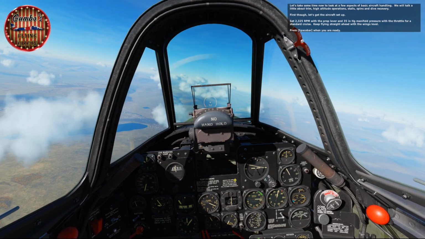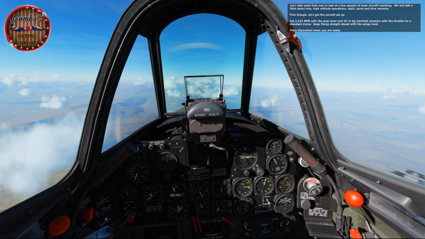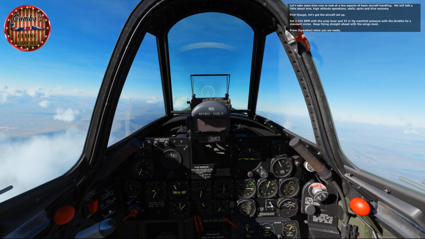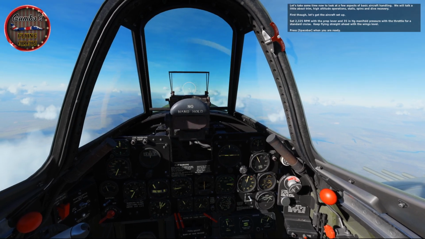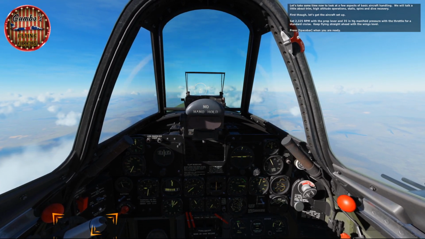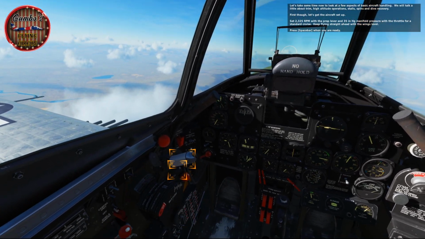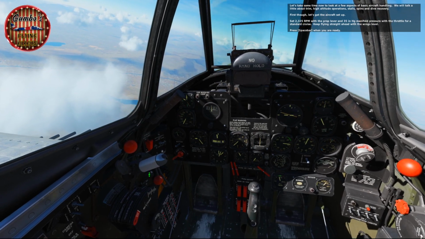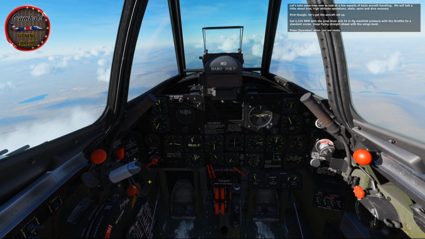Let's take some time now to look at a few aspects of basic aircraft handling. We'll talk a little about trim, high altitude operations, stalls, spins, and dive recovery. First though, let's get the aircraft set up. Set 2325 RPM with the prop lever and 35 inches of mercury manifold pressure with the throttle for a standard cruise. Keep flying straight ahead with the wings level. Press spacebar when you're ready.